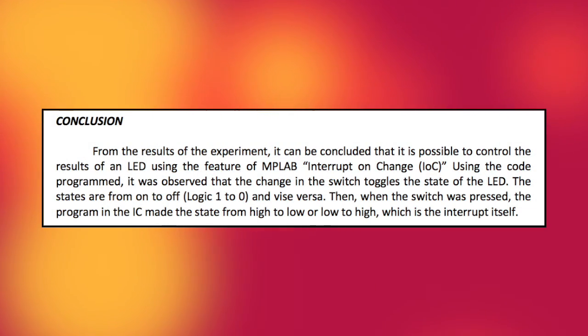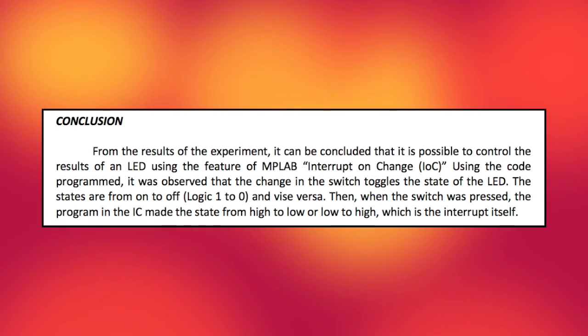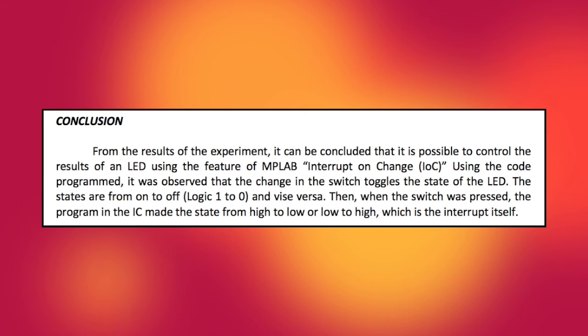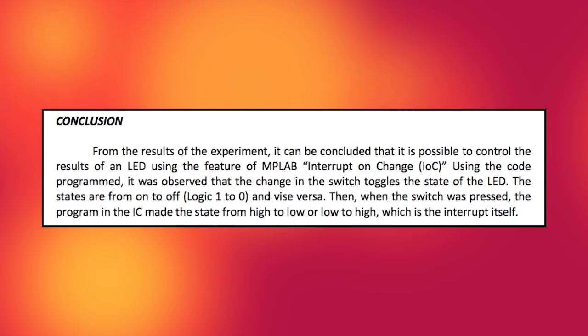For the conclusion, from the results of the experiment, it can be concluded that it is possible to control the results of an LED using the feature of MPLAB interrupt on change. Using the code program, it was observed that the change in the switch toggles the state of the LED. The states are from on to off, logic 1 to 0, and vice versa. Then, when the switch was pressed, the program in the IC made the state from high to low or low to high, which is the interrupt itself.